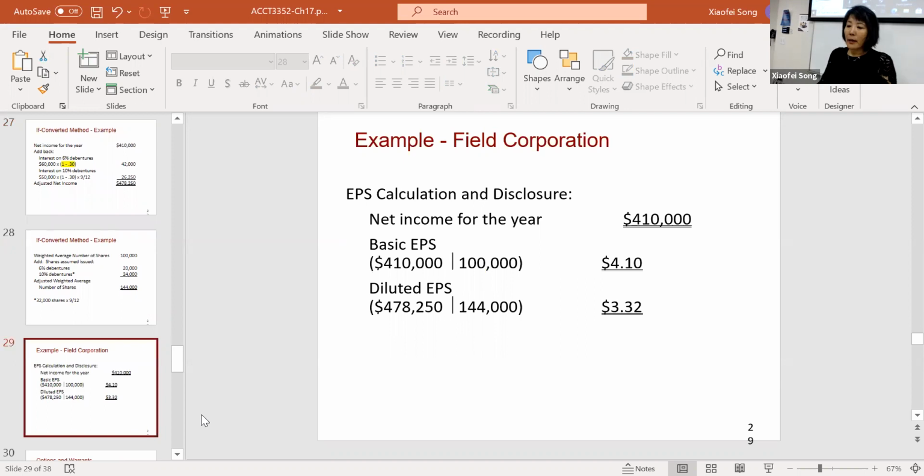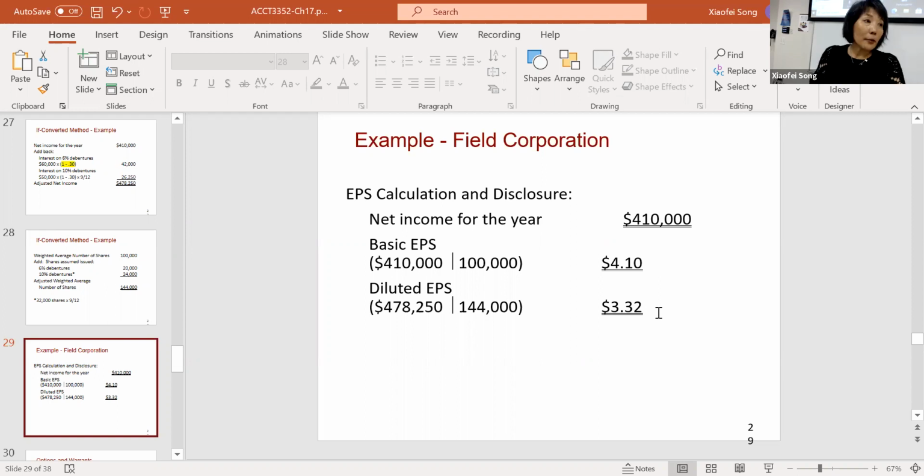So here it is. The basic earnings per share is $4.10, and diluted earnings per share, based on the adjusted numerator and adjusted denominator, is $3.32. So diluted earnings per share is less.